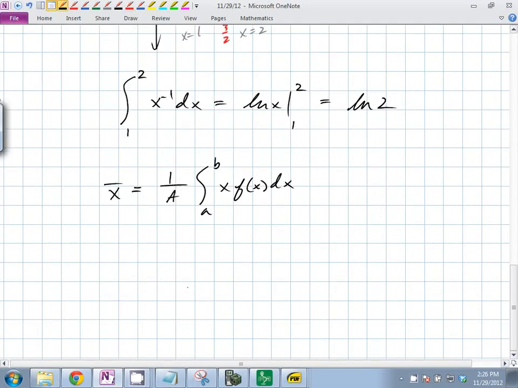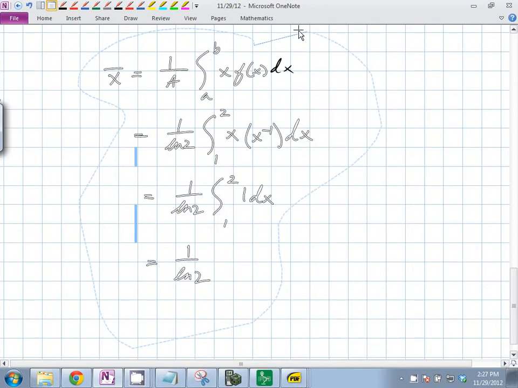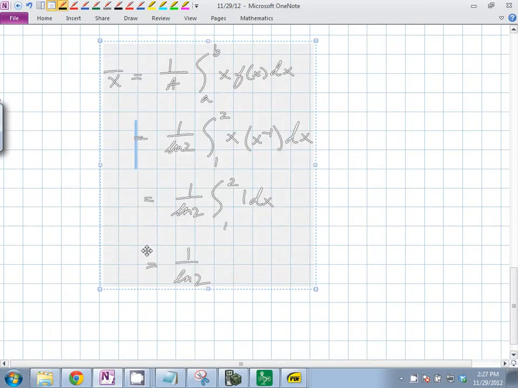Okay, so what is this going to be? 1 over ln2, integral from what to what? Of x times what? So e. Why am I doing e here? I don't know. x to the negative 1 dx. Does this simplify nicely? 1 over ln2, the integral from 1 to 2 of 1 dx. So what's that going to be? 1 over ln2. Is that mighty convenient? Just say yes. It's an amalgamation of convenience. Oh, come on. It's funny.